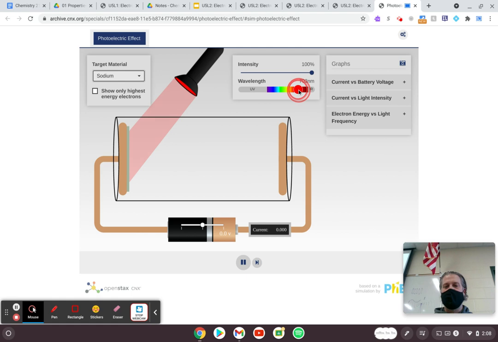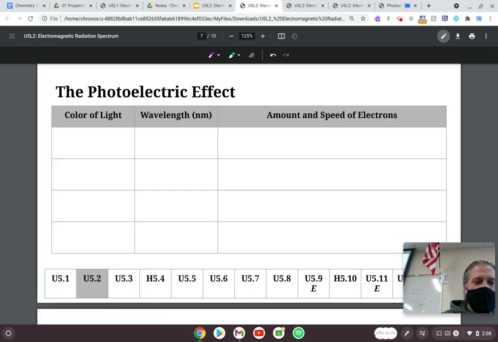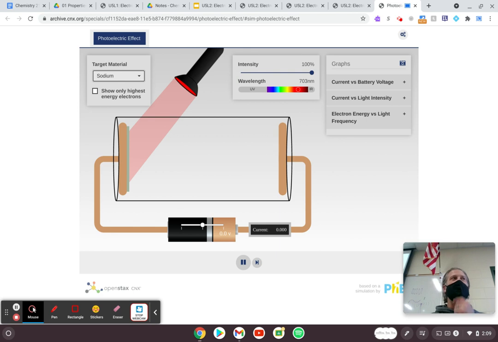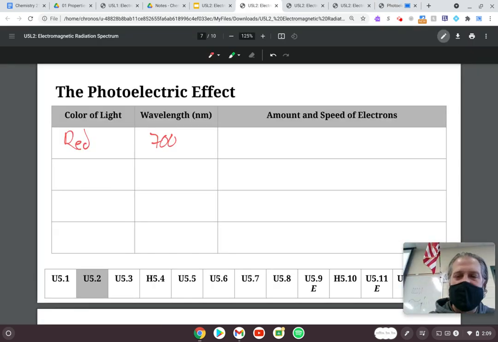If I set it to 700 nanometers, on your table you would want to write 700 nanometers. Red would be the color of the light, and I know you can't see this, but you can do it. The observation you're going to make here is that nothing is happening. There's no particle movement. Where it says amount and speed of electrons, I would write no particle movement.